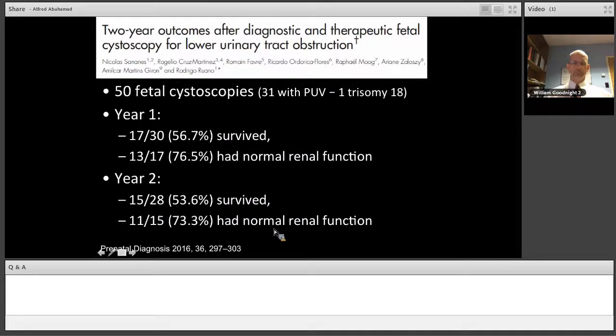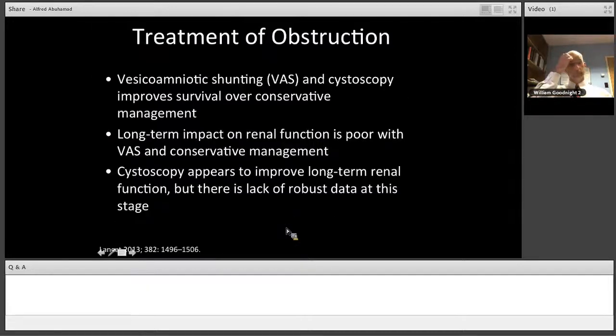Another recent study in 2016 looking at 50 fetal cystoscopies, you could see that in year 1, 56% survived, 75% had normal renal function, which is really impressive for such a severe anomaly, and in year 2, 73% had normal renal function. So I would summarize here by saying that vesicoamniotic shunting and cystoscopy improve survival over conservative management. There's no question. I think we have enough evidence to support that.